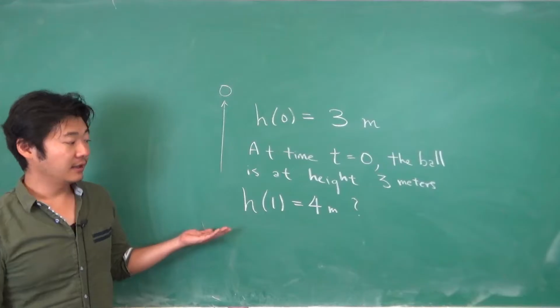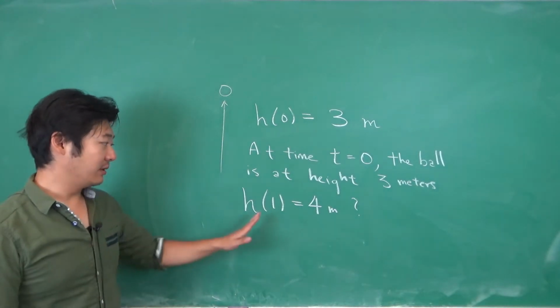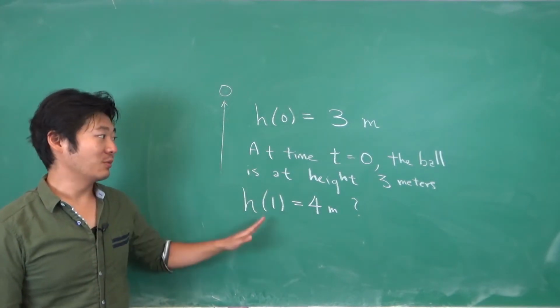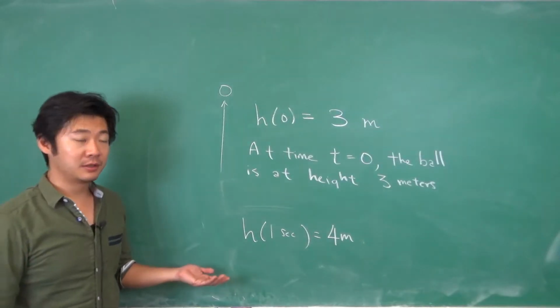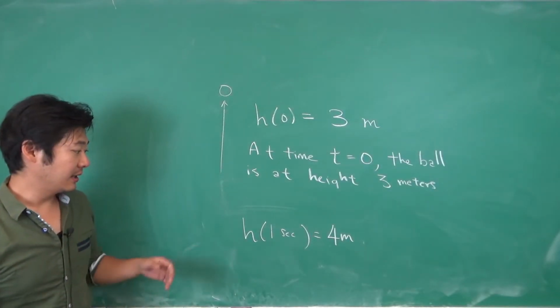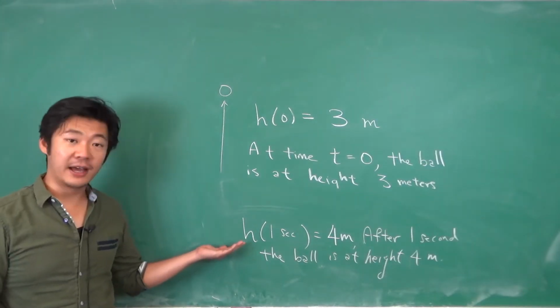Well, what about h of 1 equals 4? Well, we haven't really made clear what we mean by 0 and 1 for t. So let's just say it's going to be 1 second, so that t is in seconds. Then this would just be after 1 second, the ball is at a height of 4 meters.